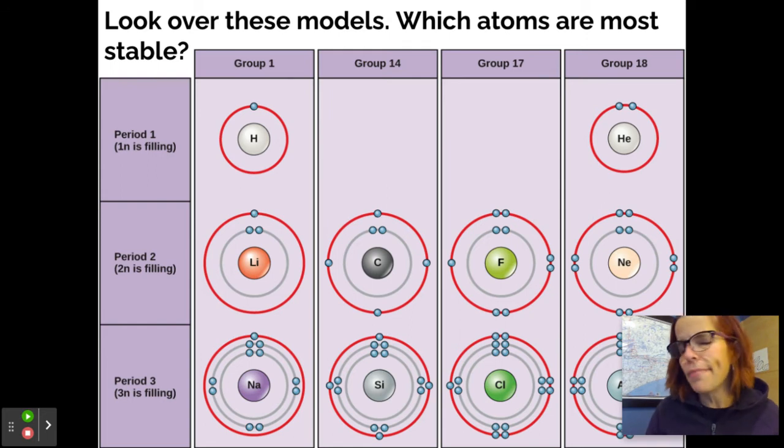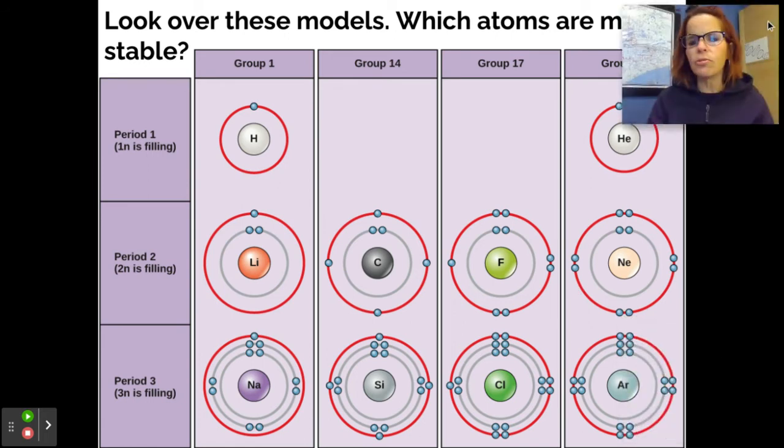Is that stable? No, it is not, because it needs to have either 2 in the first shell or 8 in the outermost shell. And so lithium is not stable. I didn't say that very well. 2 if 2 is the outermost shell, or 8 if 8 is the outermost shell. Okay, and so then if you look in group 18, you see that both neon and argon are also stable because they have 8 electrons in their outermost shells.